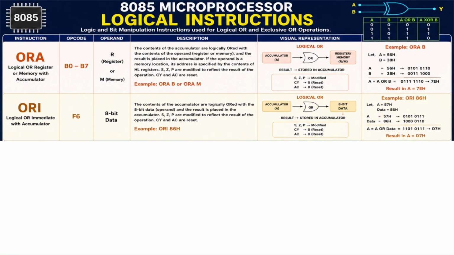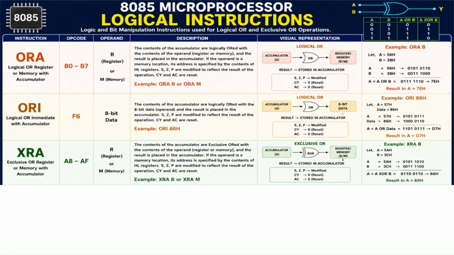Up next we have ORI, logical OR immediate. The difference from ORA is very simple. Instead of taking the data from a register or memory, it takes 8-bit immediate data written directly in the instruction. I will not explain how the instruction actually happens, but it is briefly described in the slide.